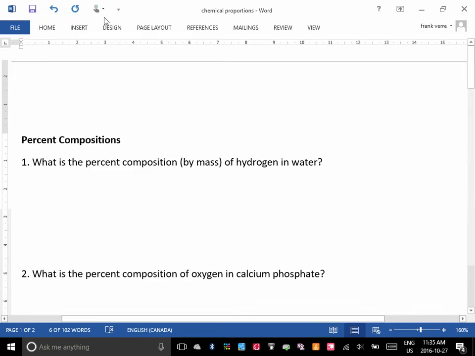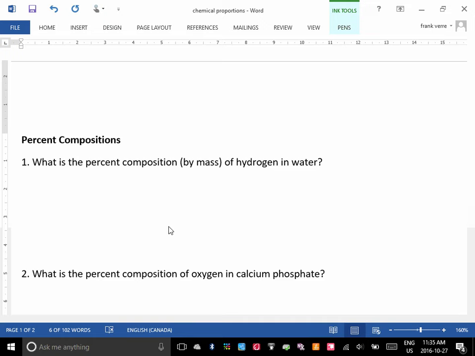The first thing we're going to talk about is something called percent composition. Now, in this case, we're referring to percent composition by mass of an element in a compound. So let's look at the first question. What would be the percent composition of hydrogen in water? Imagine we could split water and weigh the amount of hydrogen and oxygen. What would be the percentage contributed by hydrogen in this case?